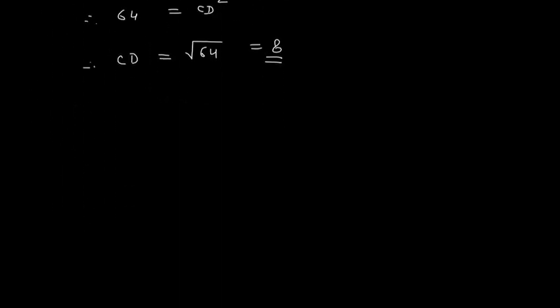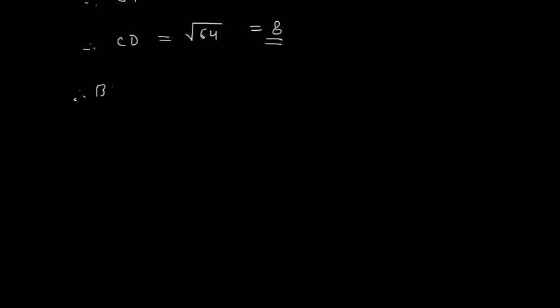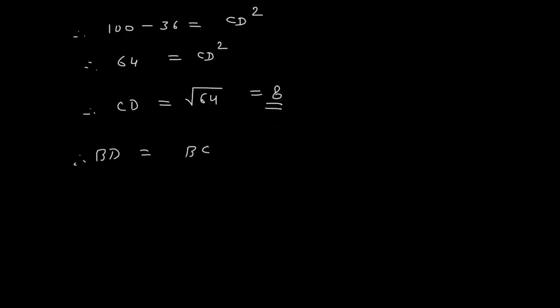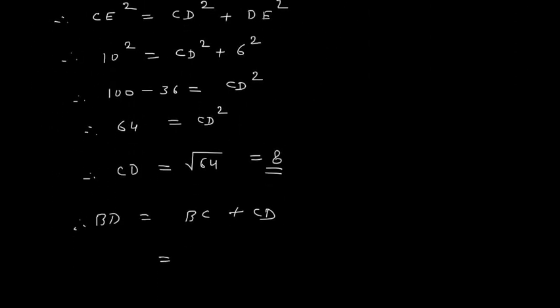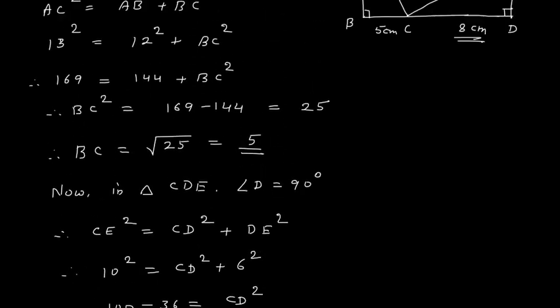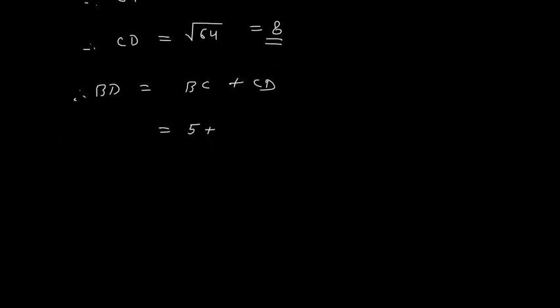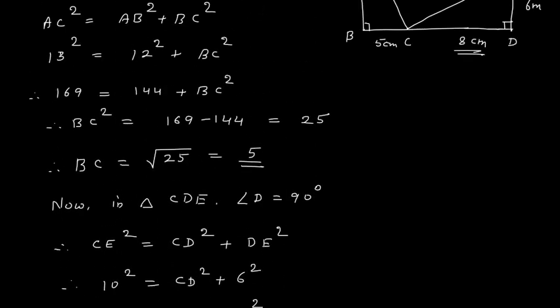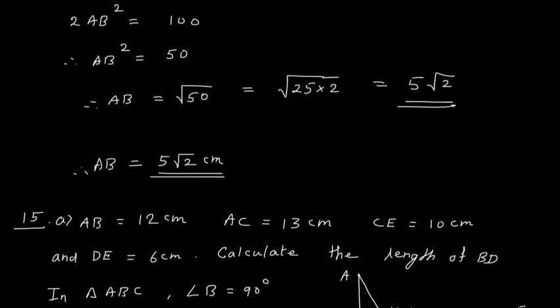So therefore, BD is equal to BC plus CD. The value of BC is 5 plus the value of CD is 8. So this is 5 plus 8 is equal to 13. So BD is 13 centimeter. So the value of BD is 13 centimeter. Right? Okay.